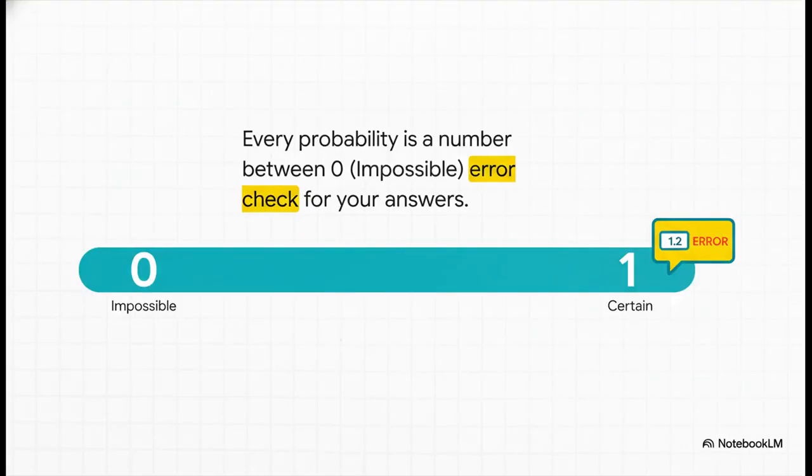Now, think of this slide as your secret weapon, your built-in error checker for the exam. Every single probability answer you ever write down must be a number between 0 and 1. If you do a calculation and get an answer like 1.5 or a negative number, you know immediately you've gone wrong somewhere. 0 means impossible, 1 means it's absolutely certain.